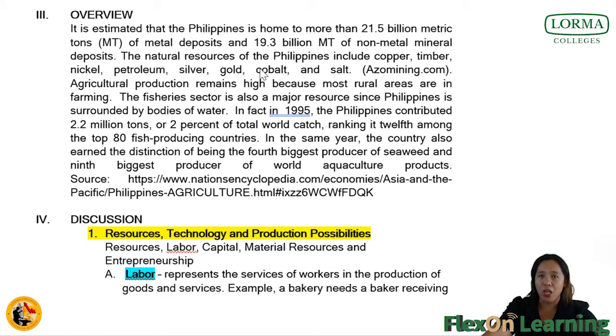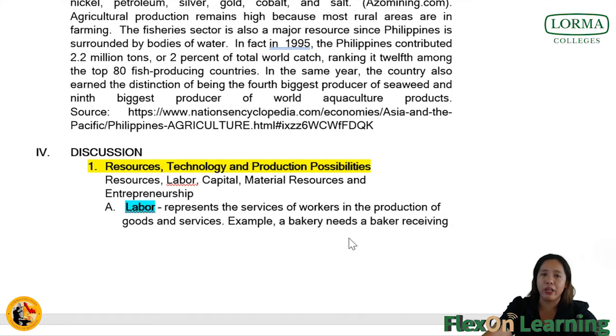So we're just talking about metal deposits and non-metal mineral deposits. We have also fishes and aquaculture. What about the other things like plants, flowers, trees, and other things that we have in our surroundings? When we talk about production, before we can produce, we must have resources, technology, and production possibilities.